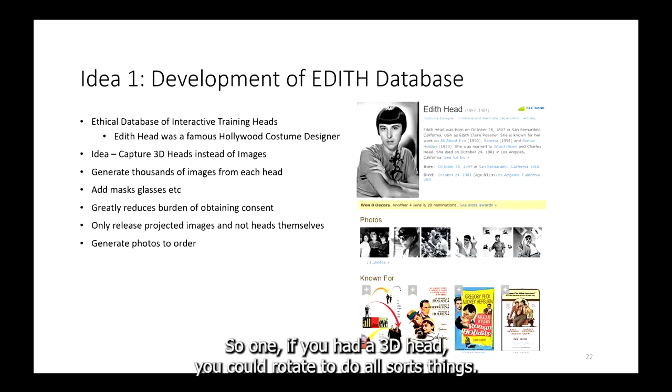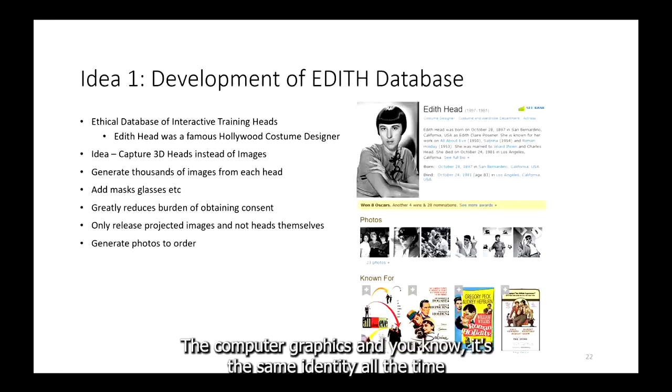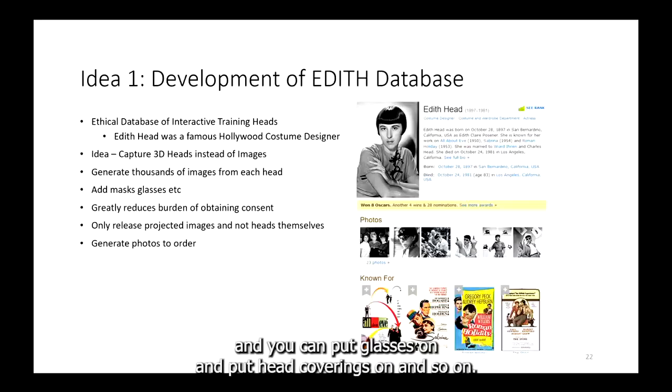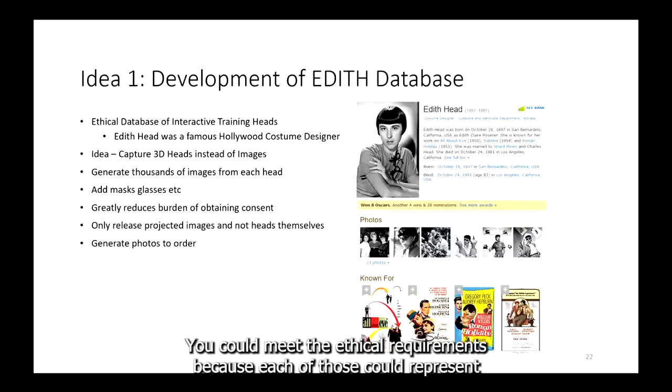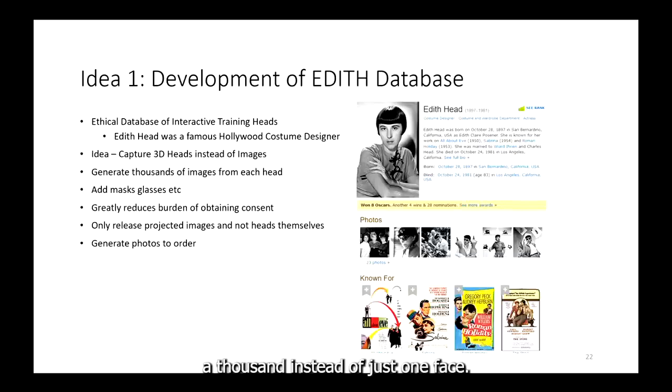With a 3D head, you could actually create huge numbers of views. You can rotate it, do all sorts of things with computer graphics, and you know it's the same identity all the time, and you can put glasses and head coverings on and so on. So that was one idea, to create heads. How well it would work for face recognition, I'm not sure, but at least you could meet the ethical requirements, because each of those could represent 1,000 faces instead of just one.